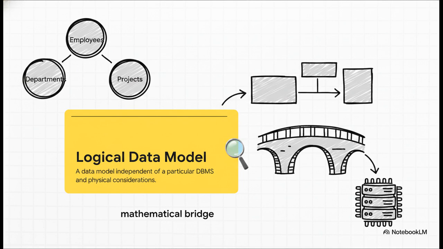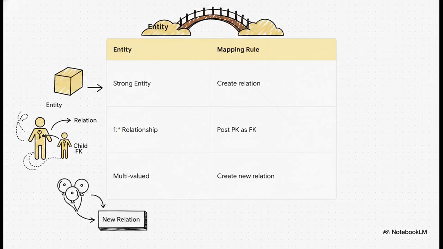Think of it like a mathematical bridge, right? It connects human concepts like employees and departments to the actual machine that will eventually store the data. It's all about establishing the structure way before we ever worry about the specific software. To cross that bridge, we have to follow some pretty strict mapping rules.